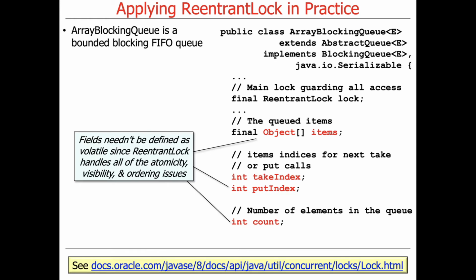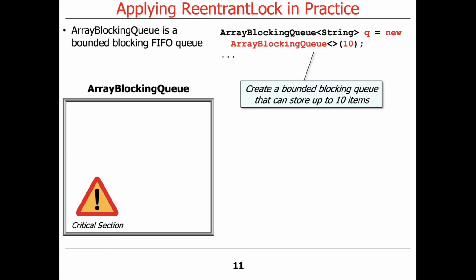These fields need not be defined as volatile. In fact, they absolutely should not be defined as volatile. That's because the ReentrantLock is going to handle all of the atomicity, visibility, and ordering issues that would otherwise be problematic if multiple threads were reading and writing these fields. So we don't have to make them anything special. The lock and the proper use of the lock protocol will save our bacon and keep these things atomic, visible, and correctly ordered.